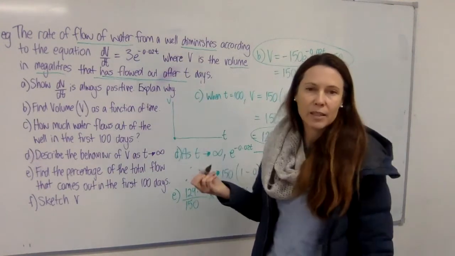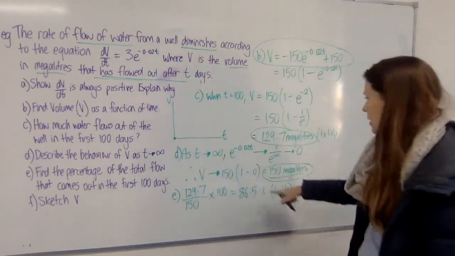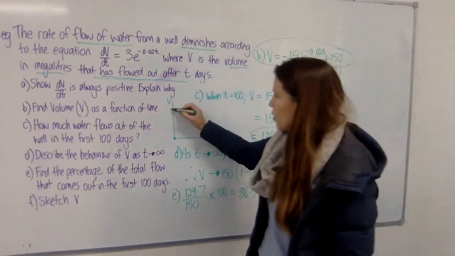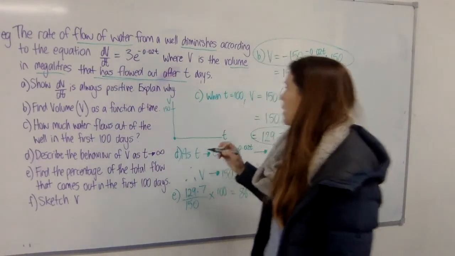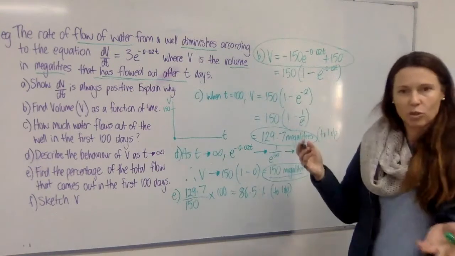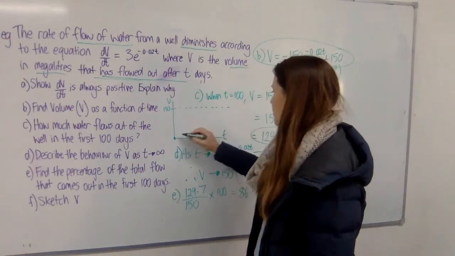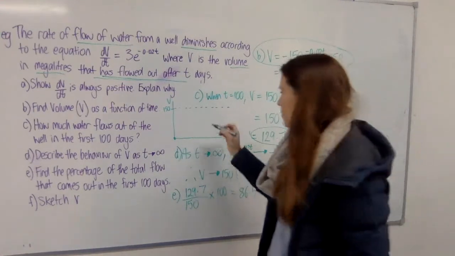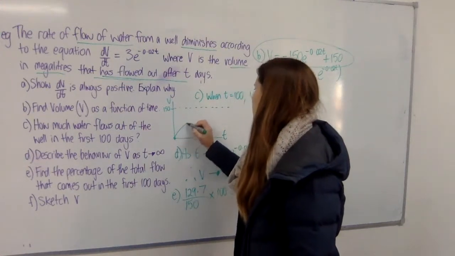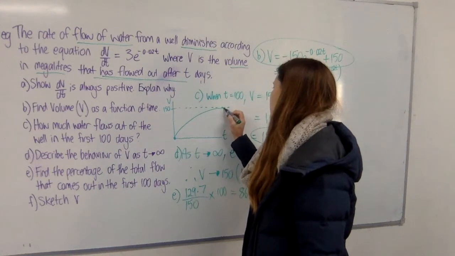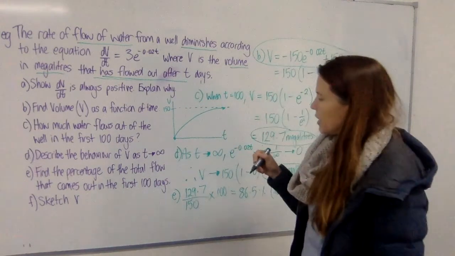So we know we're starting at the origin. We also know that as time goes along, we're approaching a volume of 150. And we know that we've got an exponential shape to our curve. So it makes sense that if we have an asymptote up here at 150, because we're approaching that but we'll never reach it potentially, then it's going to be something looking sort of like this. And that's really all that we need to have on our graph.